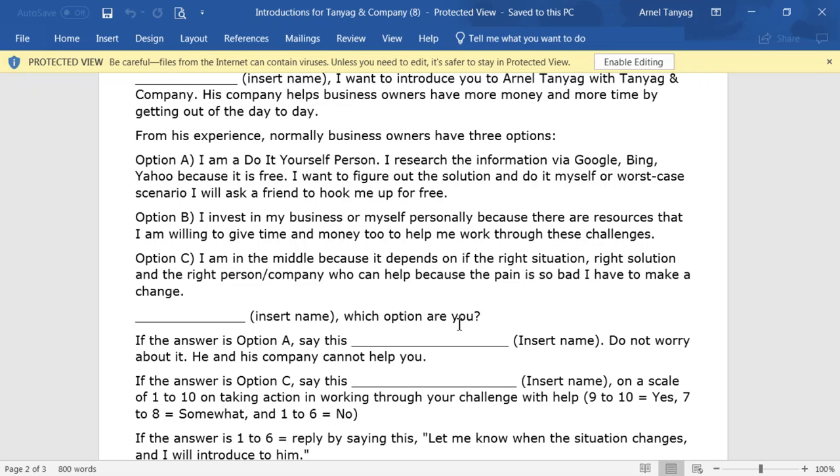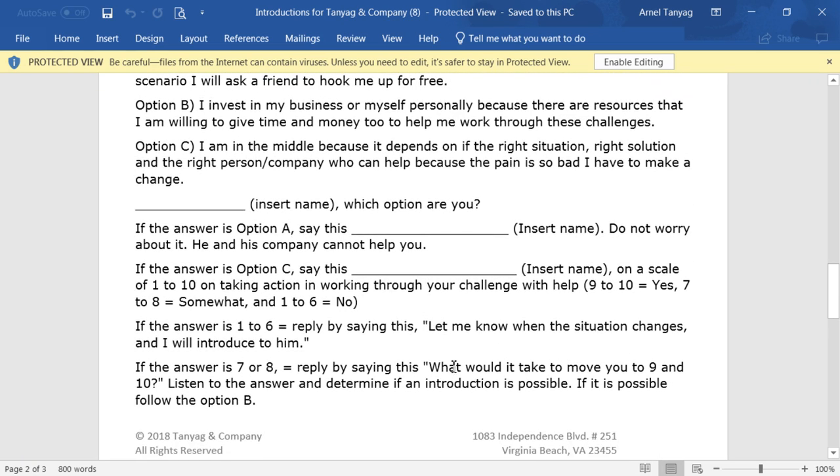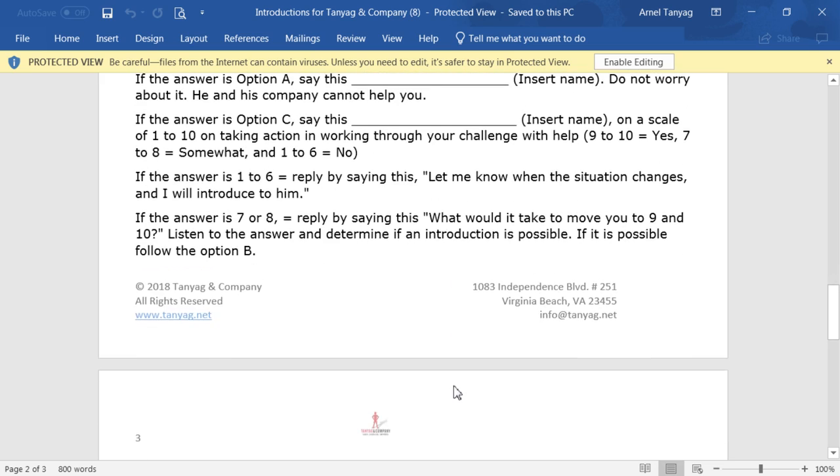And when I talk about the scale, when you ask them on a scale of 1 to 10, that gives them an objective answer, not subjective. If they answer 1 to 6, you tell them, hey, it sounds like you're not ready to make a change right now. So let me know when the situation changes. I'll introduce you. If they say 7 or 8, what would it take to move to 9 or 10?